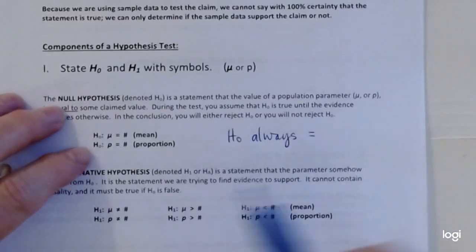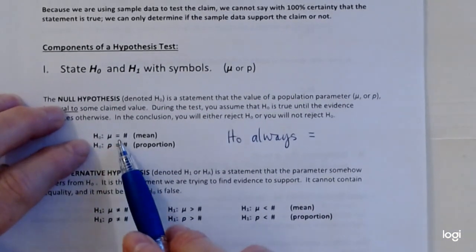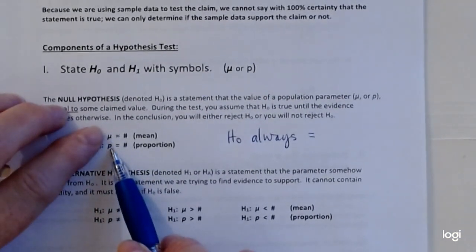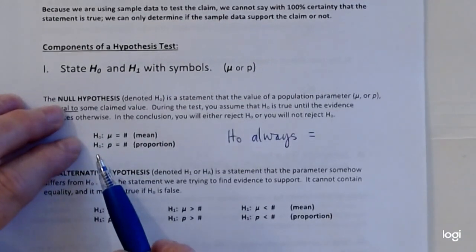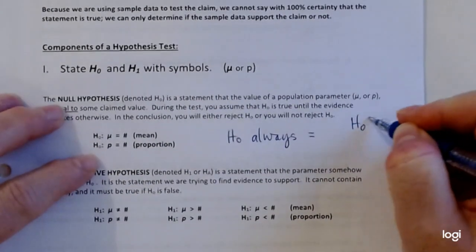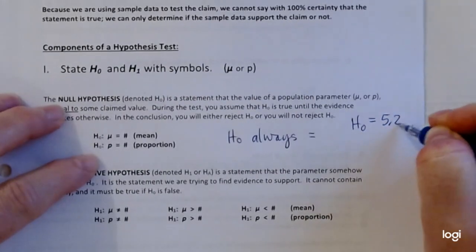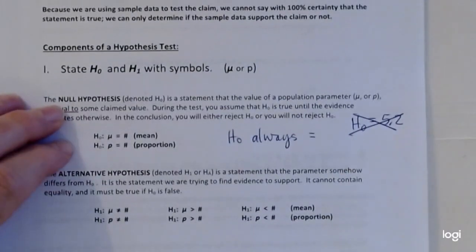And we never say that H0 is equal to something. It must state something about a parameter. So we don't say H0 equals 5.2. That is a big no-no.